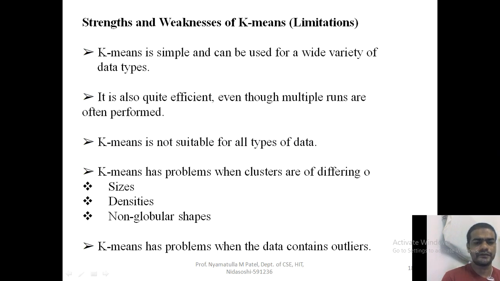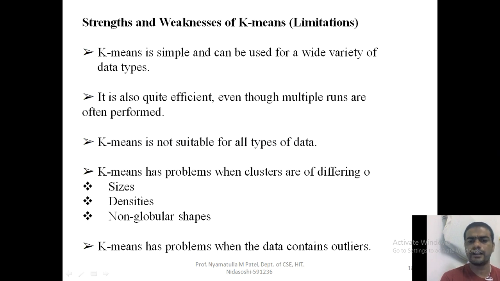When two clusters have very different sizes, it is very difficult to apply the k-means algorithm. Also, when the density varies, that is, when the number of points in a cluster or the densities vary, the k-means algorithm is also very difficult to apply. Then, when you have non-globular shapes of the clusters, the k-means algorithm also has problems.